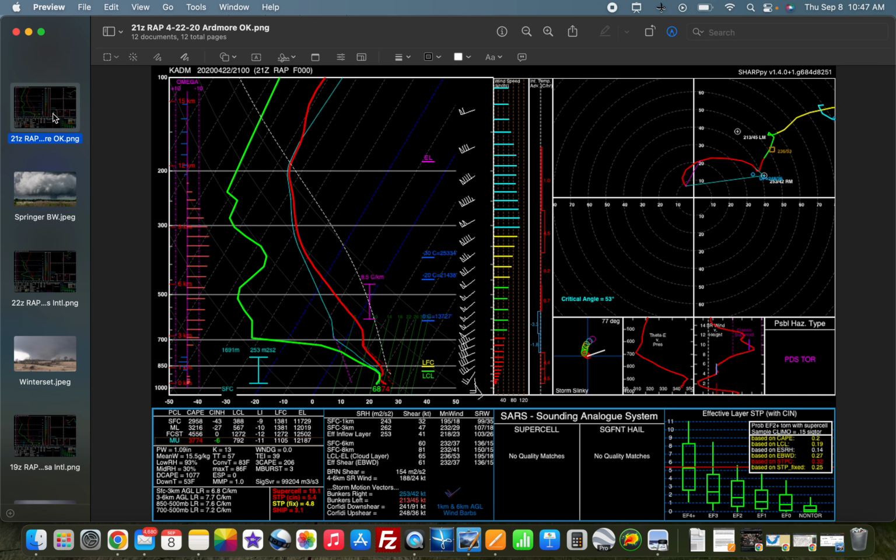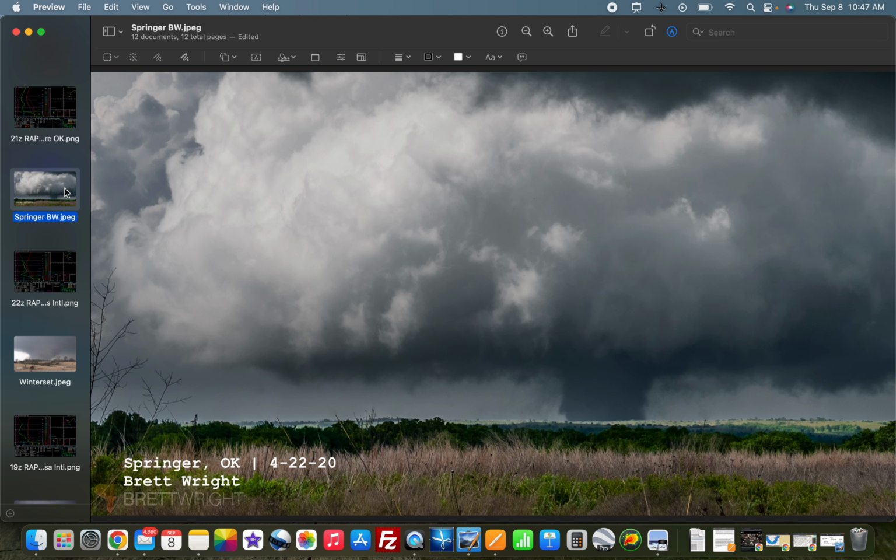So this was a sounding from April 22nd, 2020, near Ardmore, Oklahoma. This is a RAP sounding from 21Z. This is in proximity to a couple of tornado-producing supercells near Springer and Milo, Oklahoma.